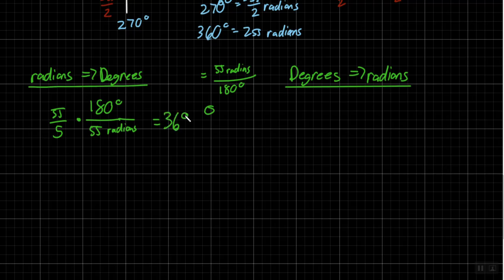Okay, that's how you change radians into degrees. Maybe brain break. We only have 5 minutes. Yeah, we're gonna do our last one here, and then maybe. Yeah, just degrees to radians.